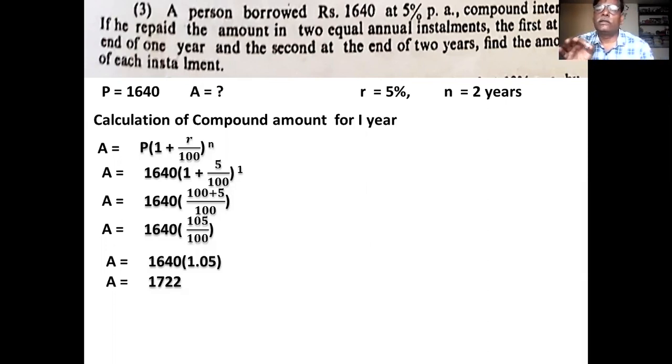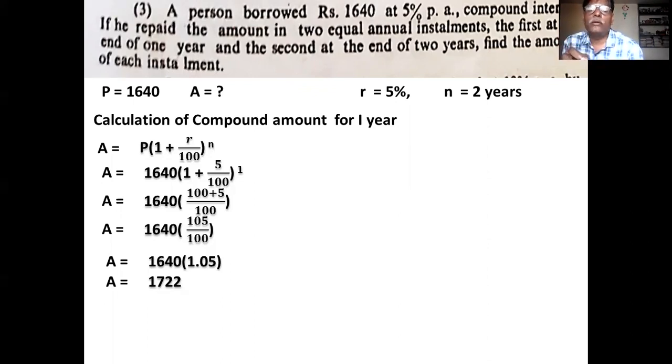Then I'll deduct the first installment out of 1722 rupees. At the first year end, the borrower pays the first installment. Therefore, 1722 is the amount at the end of the first year. From that amount, I deduct the first year installment. Whatever balance remains is the principal for the second year, and I calculate the second year amount.